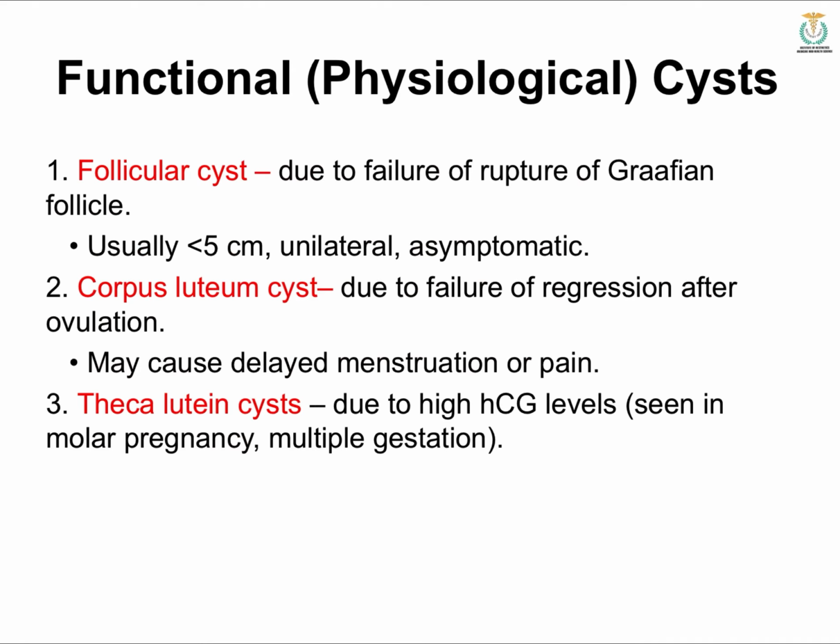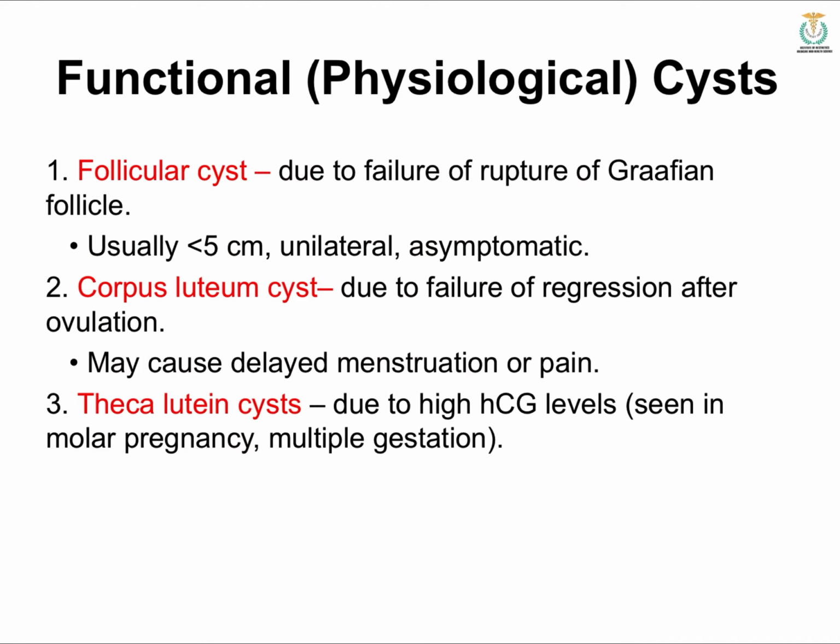Next, as I have mentioned here, functional or physiological cysts. We have discussed the follicular cyst, corpus luteum cyst, and theca lutein cyst. You can see the follicular cyst will usually be less than 5 centimeters, unilateral, and asymptomatic. Corpus luteum cyst may cause delayed menstruation or pain, and theca lutein cyst is due to a high HCG level, which will be seen in molar pregnancy.